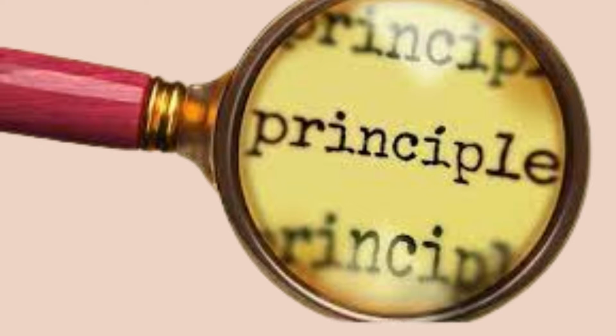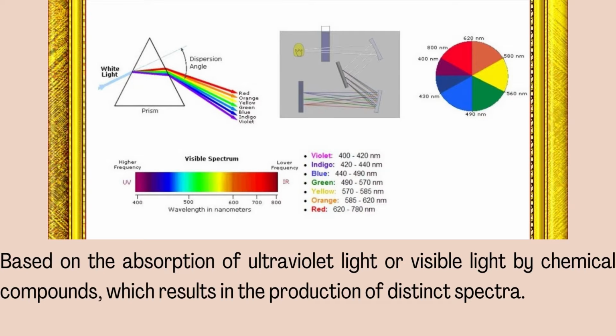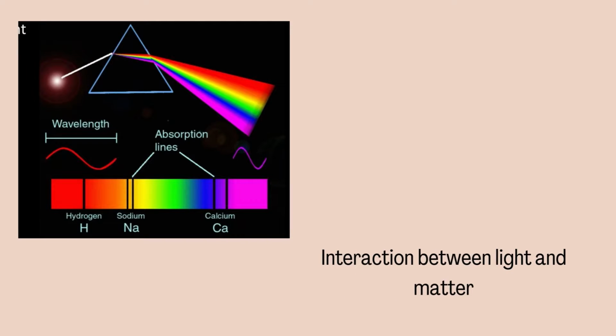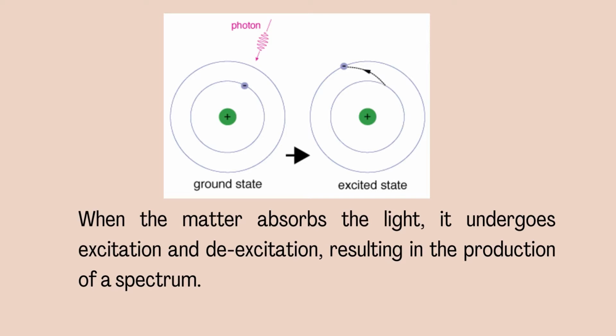Let us see the principle of ultraviolet visible spectroscopy. It is based on the absorption of ultraviolet light or visible light by chemical compounds, which results in the production of distinct spectra. Spectroscopy is also based on the interaction between light and matter. When the matter absorbs the light, it undergoes excitation and de-excitation, resulting in the production of a spectrum.